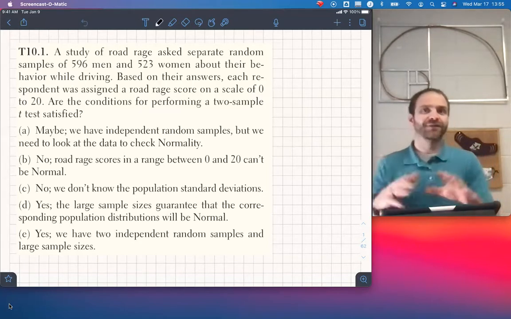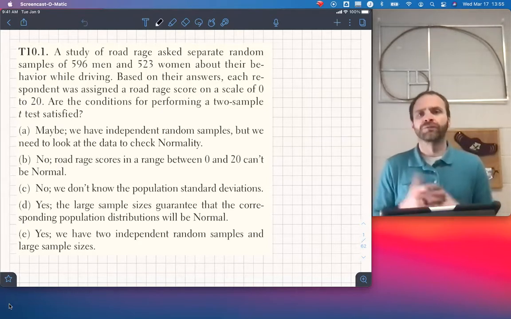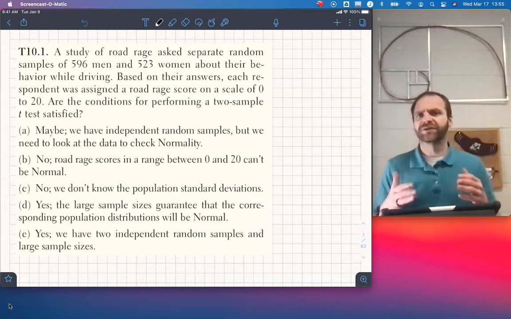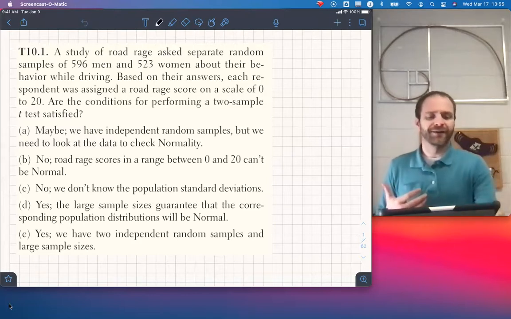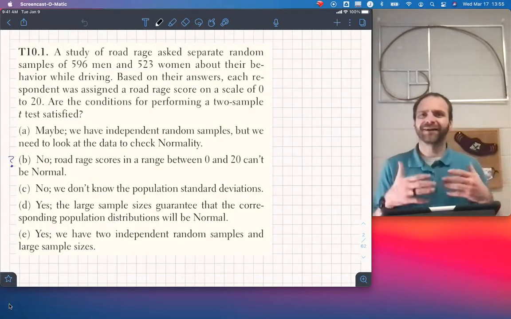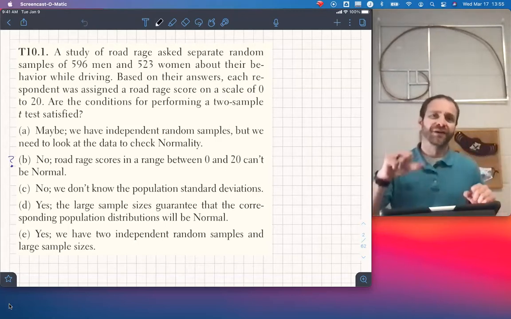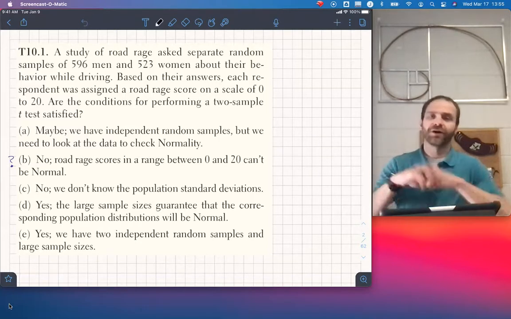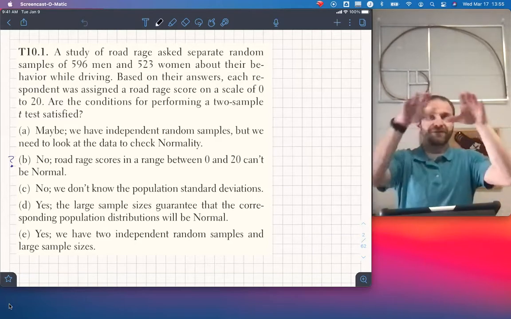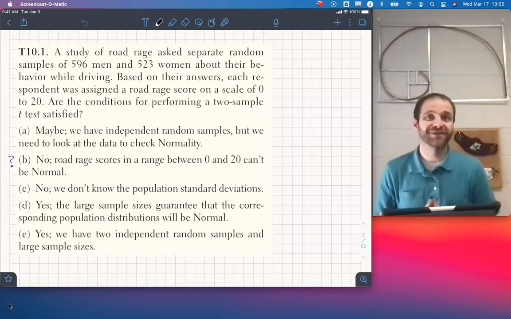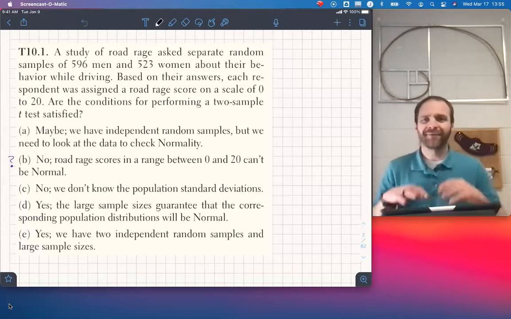And so A sounds pretty good so far. I mean, statistically it has the right phrasing. Let's look at B. "No, road rage scores in a range between 0 and 20 can't be normal." I think they can. That one I put a question mark, like, huh? Why are they even asking or saying that one? Think about it. You have extreme road ragers, and you don't have too many of those. You have extreme slow drivers who are calm and peaceful and going 25 miles under the speed limit. And then you have most normal people. So I think it could follow an approximate normal shape. So I just put a question mark there. I don't see any statistical relationship there, so I might throw out B.